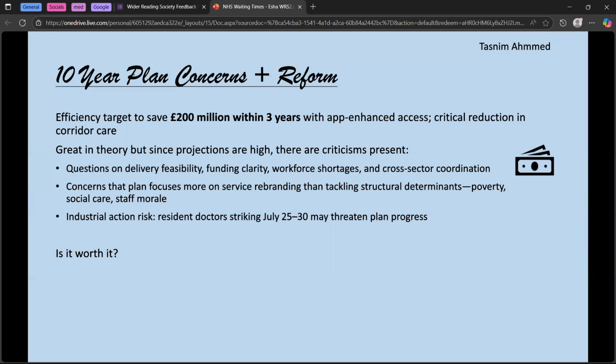Lastly, there's also strikes, as mentioned earlier, industrial action risk, where resident doctors will be striking this month, from the 25th to the 30th of July, and this will affect local communities and hospitals, where cases are predicted to rise. So the question we're left with is: is this 10-year plan worth it?